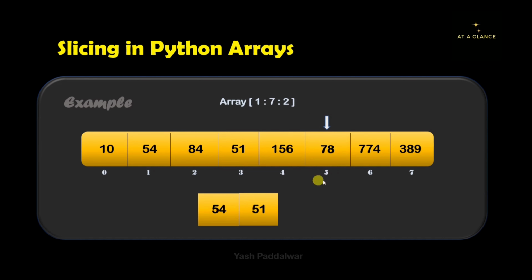Now the counter will increment 2 locations ahead, and again it will check whether the current element's location is equal to the stop index. Since they are not equal, it will extract.